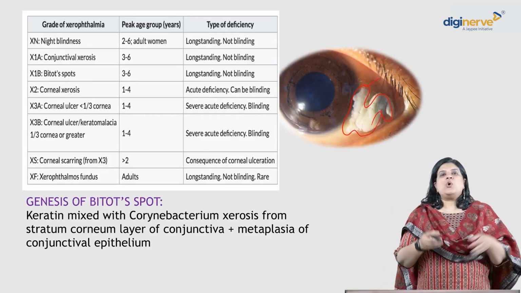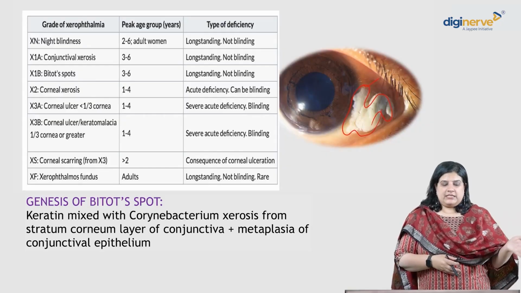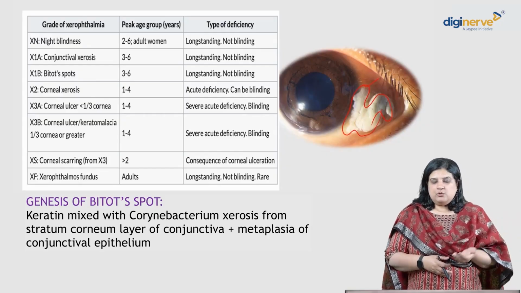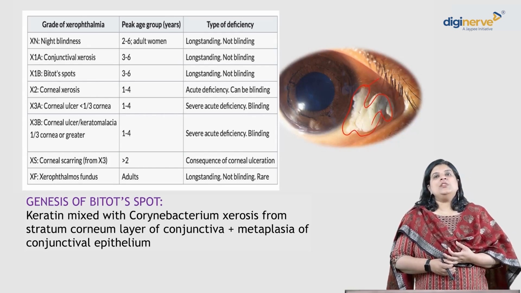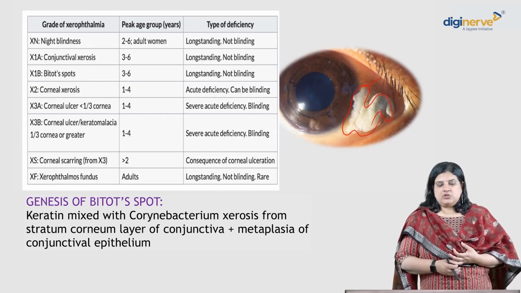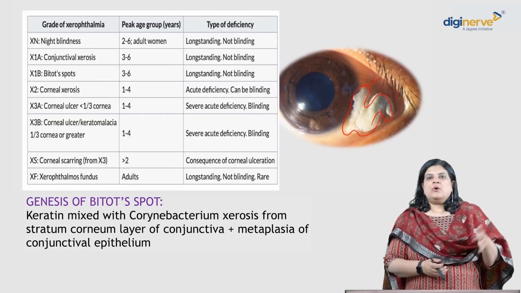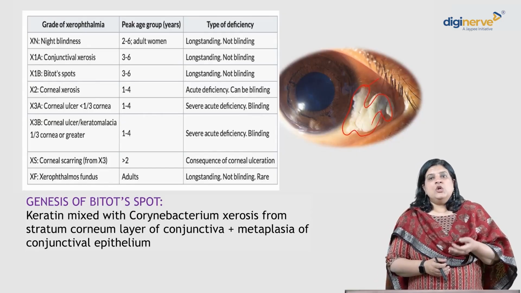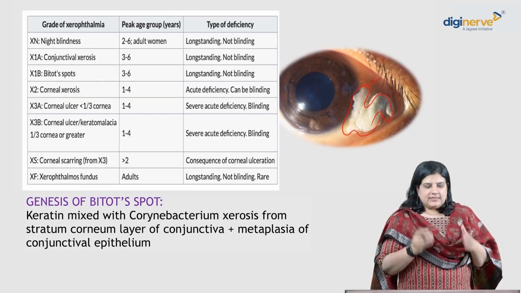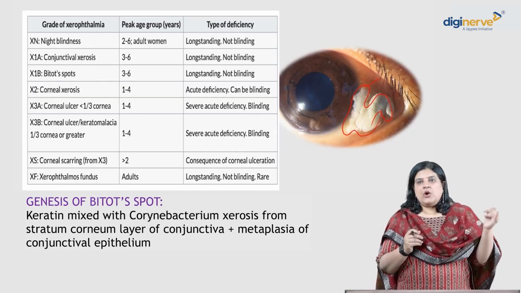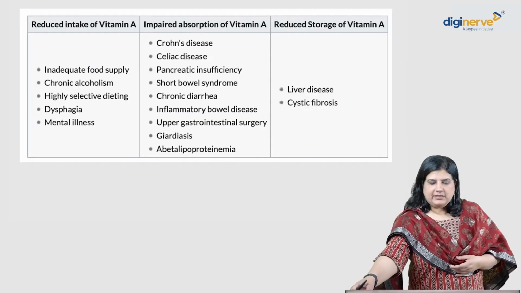The genesis of these Bitot spots is because of mixing of keratin with Corynebacterium xerosis from the stratum corneum layer of the conjunctiva, along with metaplastic changes in the conjunctival epithelium. So, in the pathology section or in ocular pathology, you can be asked about what constitutes the Bitot spots, and that's the answer: keratin with Corynebacterium xerosis plus metaplastic conjunctival epithelium.